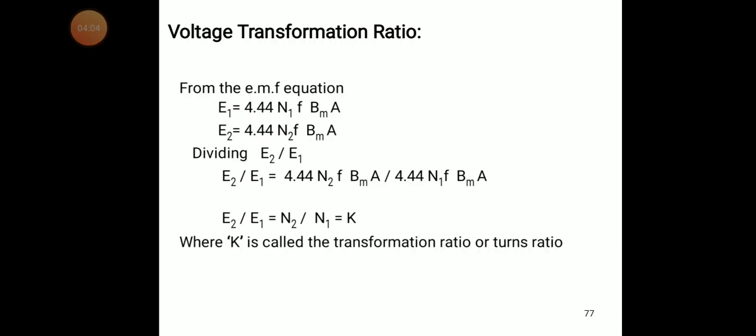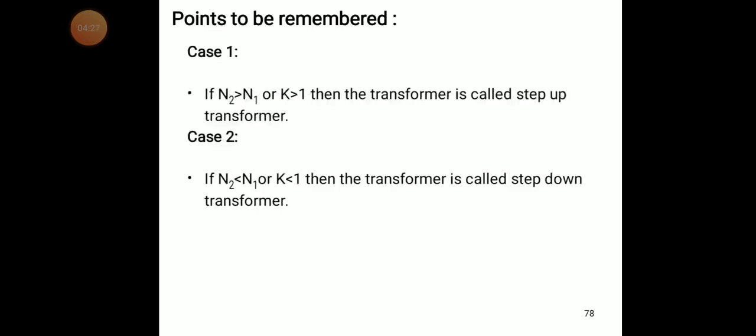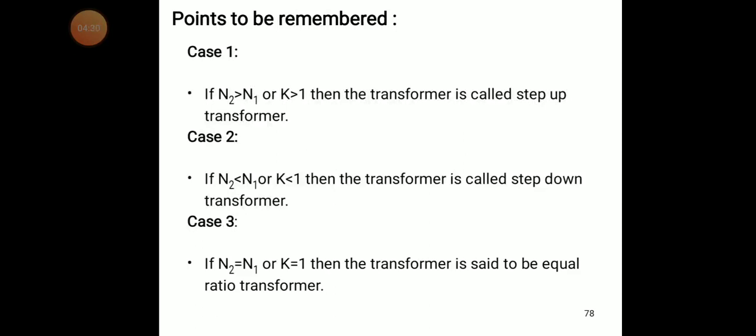You can see that we are taking the induced EMF ratio E2 by E1, secondary winding by primary winding, and we are getting the secondary turns by the primary turns. This is nothing but the voltage turns ratio: E2 by E1 equals N2 by N1. The point to remember is that depending on the turns ratio, the transformer acts as a step up transformer, a step down transformer, or an equal ratio transformer. We have three different types of transformer depending on the turns ratio.